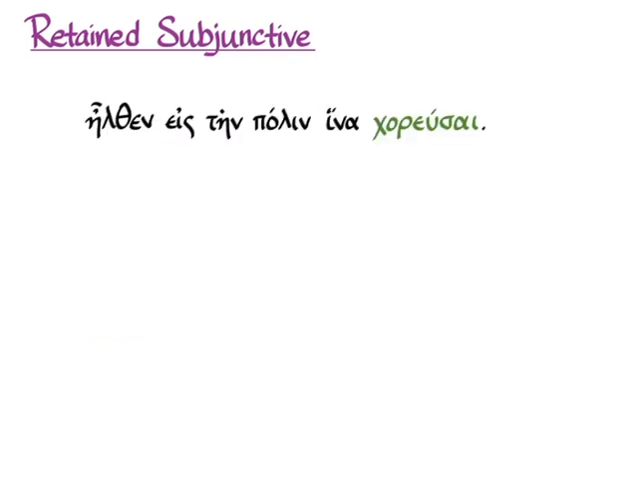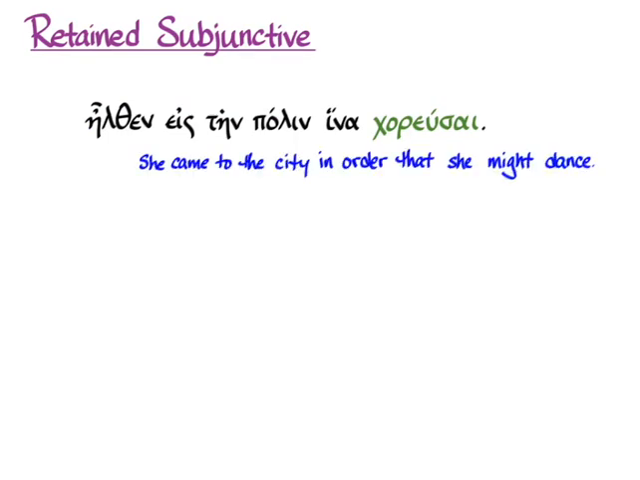So for instance, we could have this purpose clause, Ēlthen eis tēn polin hina choreusai. She came to the city in order that she might dance. And there, because we're in secondary sequence, Ēlthen is aorist, choreusai is optative.